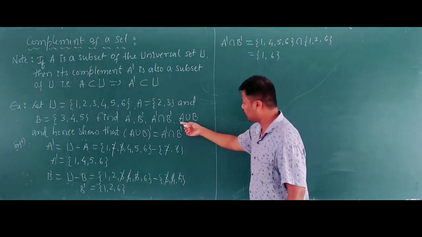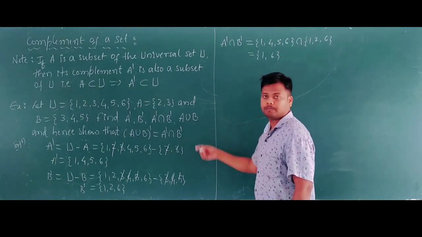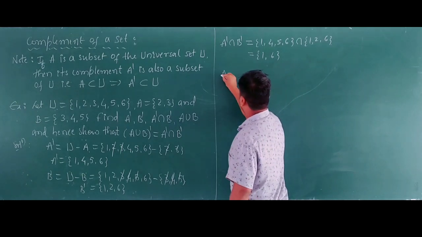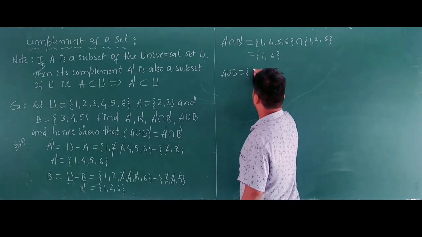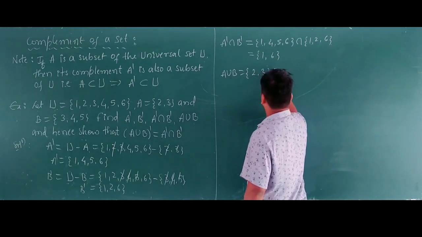Next, what do we have to find? A union B. What is set A? This is 2, 3. Operation is union.